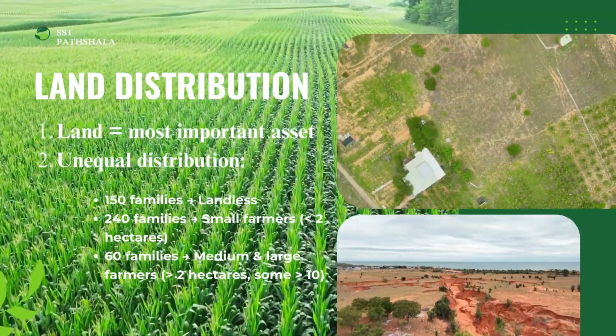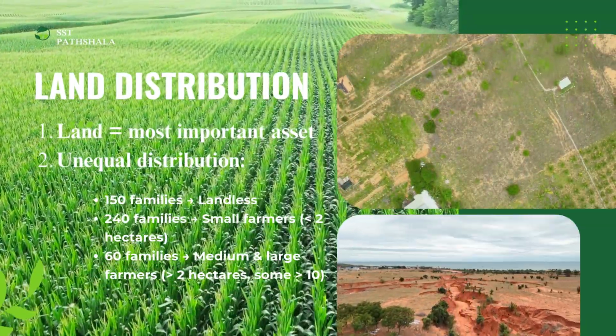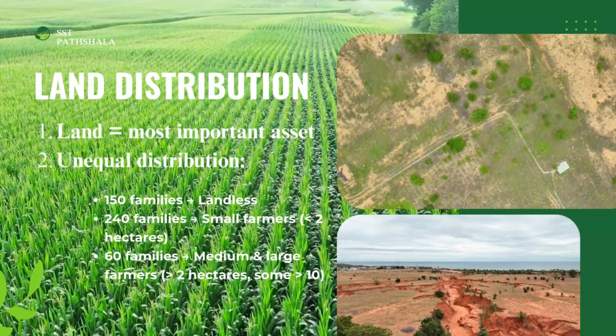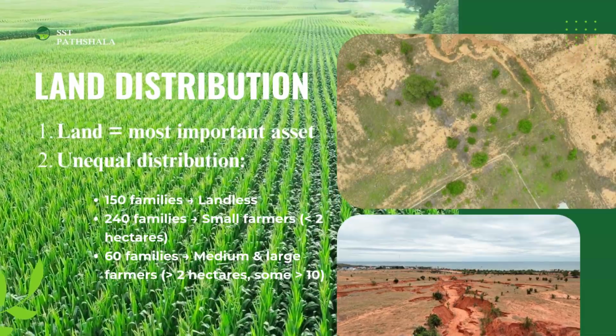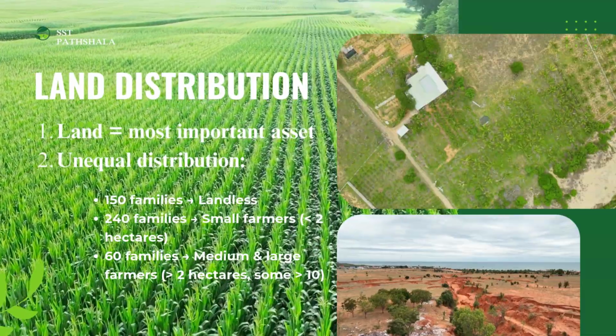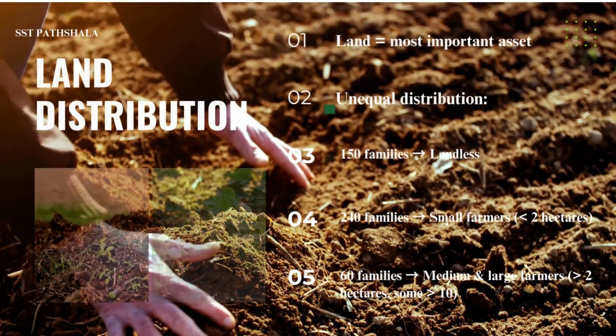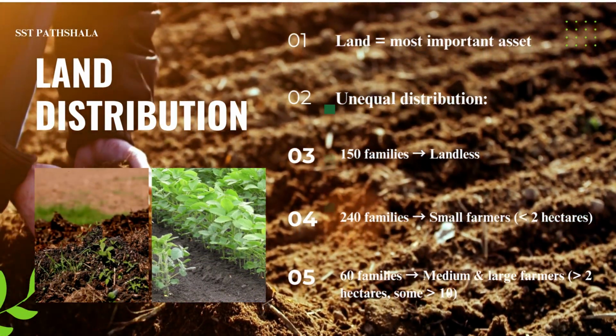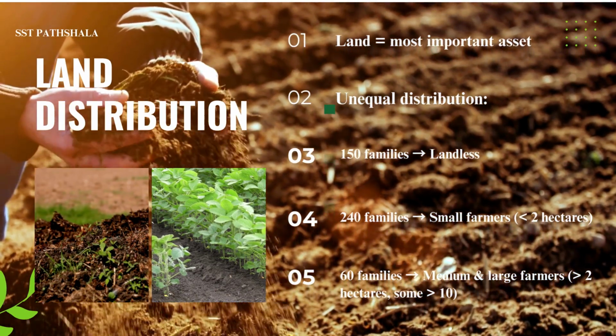Only 60% of families, mostly medium or large farmers, own more than 2 hectares. Some even own more than 10 hectares of land. These farmers are rich and can afford modern farming methods. So this unequal distribution of land is a major reason for poverty among small farmers.